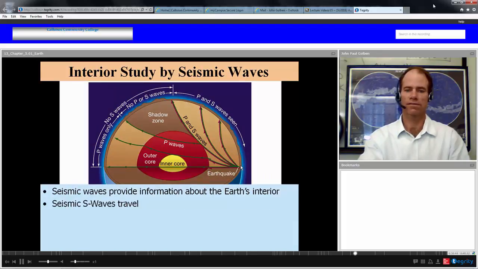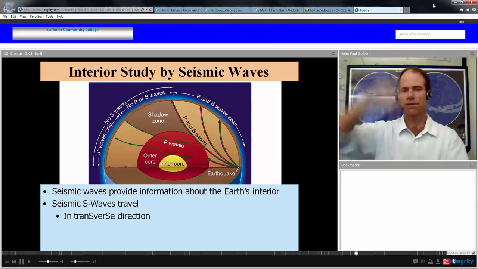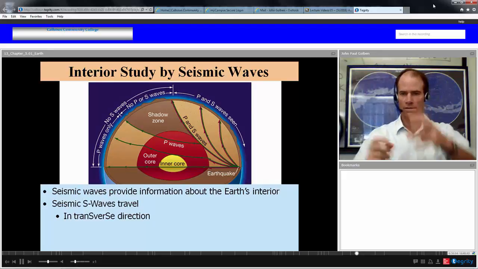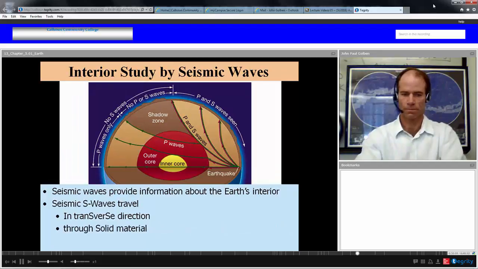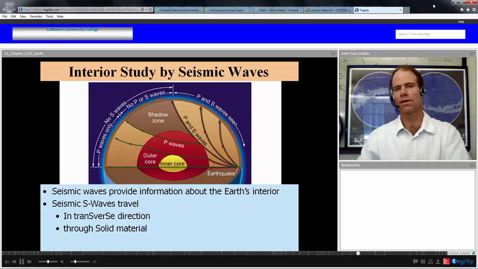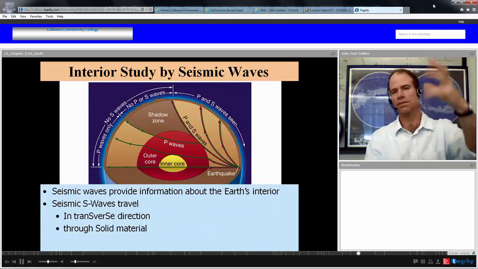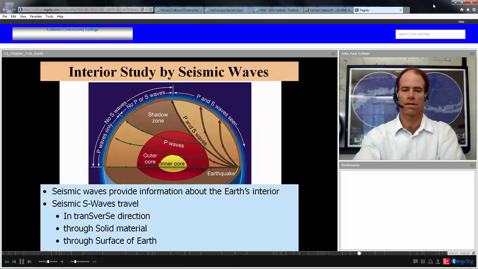Seismic waves give us this information. The seismic S waves travel in a transverse direction, like waves on a string. They're traveling up and down as they're propagating forward. So their actual movement locally is up and down. These kind of up and down waves can only travel through solid material. There has to be some kind of reflex action in order to allow this wave to propagate in a forward direction through the surface of the Earth. So all the S goes with solid, surface, transverse direction for S waves.